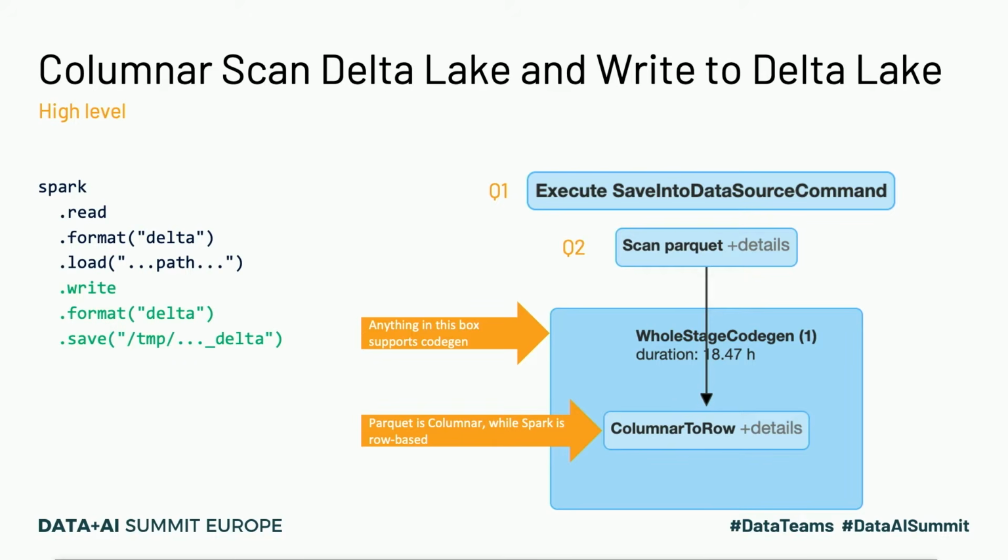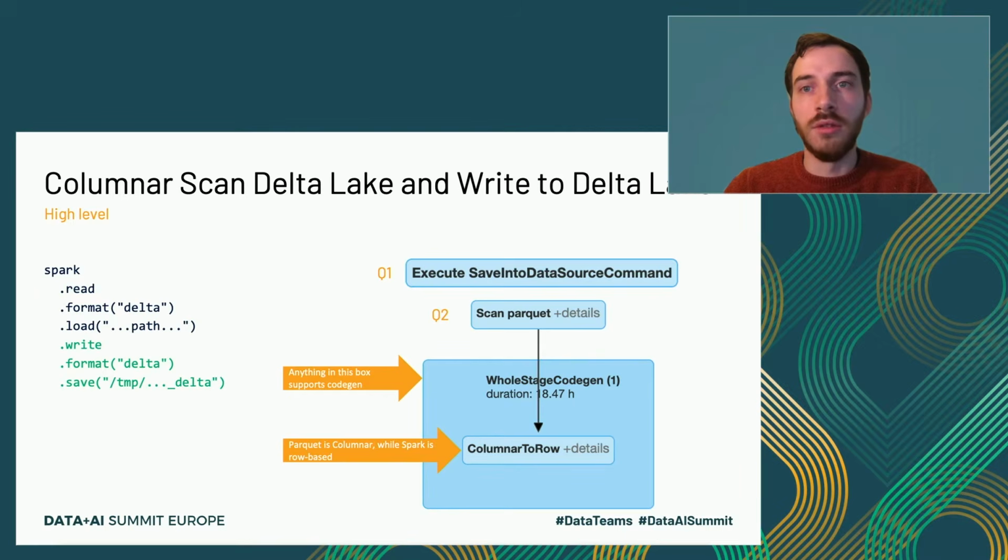But then we see something new. We do not just see the scan Parquet, but also 2 new boxes, namely the whole stage codegen and the columnar to row operator. Just to highlight, what is this? Starting with columnar to row, you will see this operator in Spark 3 whenever a columnar data format is read from. It converts the columnar format provided by Parquet in this case to a row-based format that is used internally by Spark to do all the operations on.